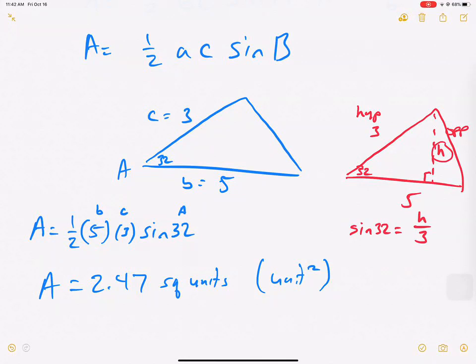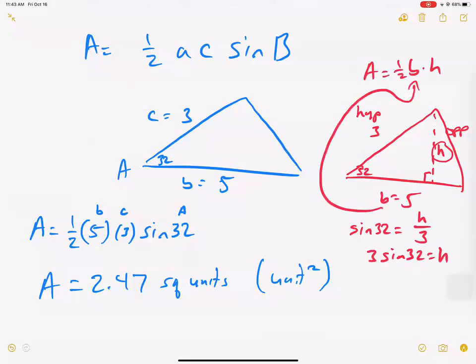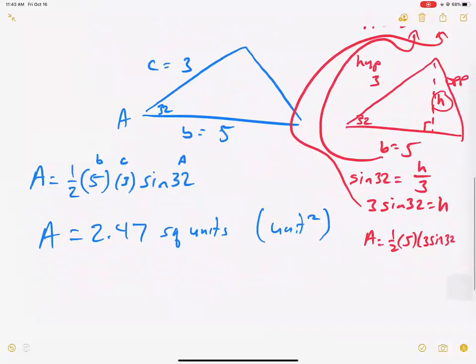Remember our rule in geometry is A is equal to 1/2 base times height. Do we have the base? Yeah, the base was 5. Do we have the height? Nope. We can find that, because the height is, on a calculator, 3 sine 32. Now here's what we're going to do. We're going to say b is 5, plug it in. We're going to say h is 3 sine 32. A is equal to 1/2 times 5 times 3 sine 32. And that's actually the same exact answer here.